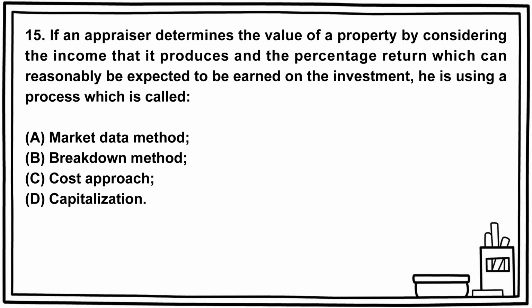15. If an appraiser determines the value of a property by considering the income that it produces and the percentage return which can reasonably be expected to be earned on the investment, he is using a process which is called A. Market data method. B. Breakdown method. C. Cost approach. D. Capitalization.